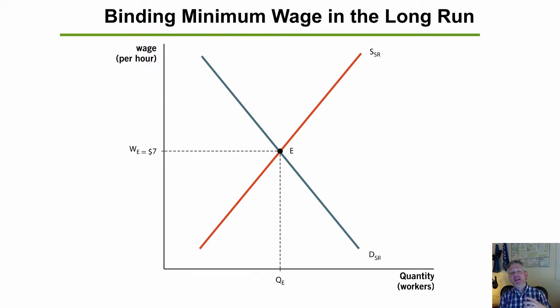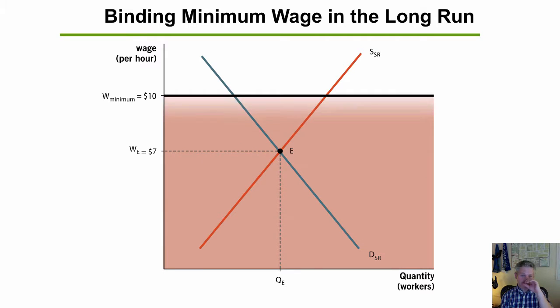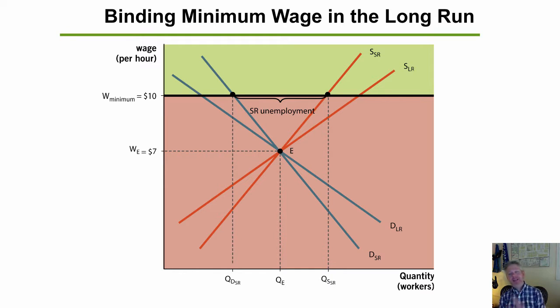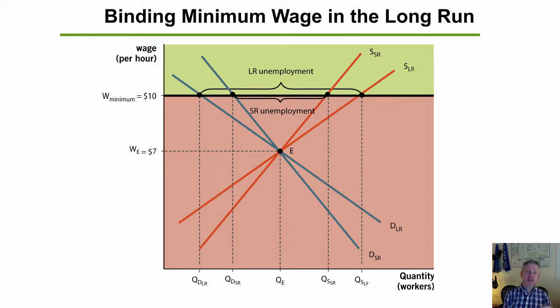Well, again, supply and demand get more elastic in the long run. Here I've got an equilibrium of $7 an hour, and the minimum wage is $10. All right, so what happens over time? There's the surplus, that's the unemployment. Over time, supply gets more elastic, demand gets more elastic, and we see that surplus, the long run unemployment, actually gets worse.